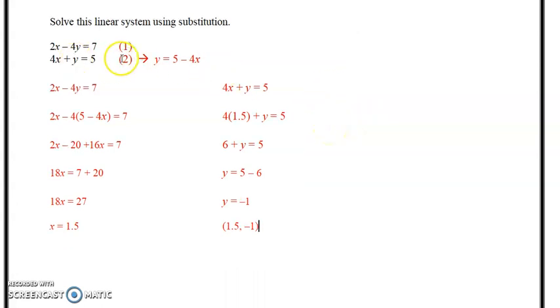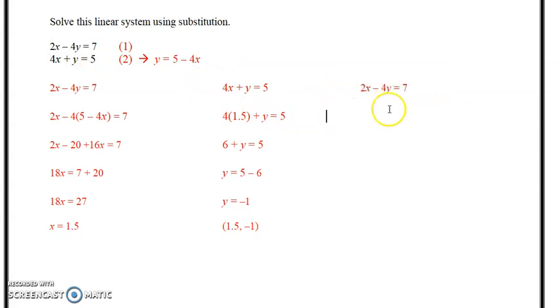So substitution is substituting one equation into the other, solving for one variable, and then you resubstitute that into either of the other two equations. It would work for both. I'll show you that as well. So you can see that it's not only for one equation, it would work for both. It has to work for both, right?